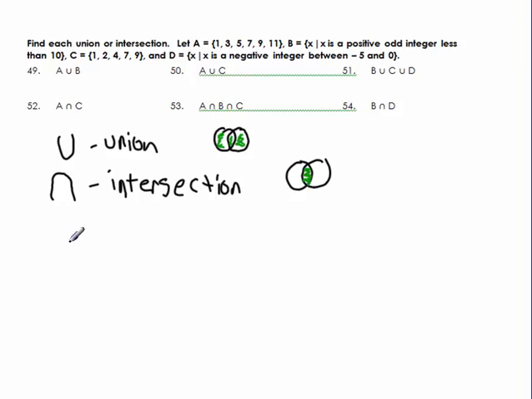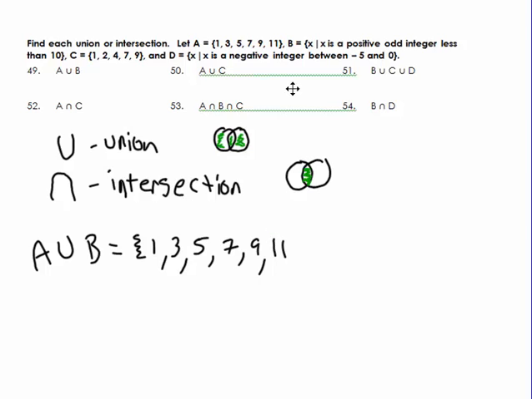All right, so for 49, A union B. Well, I'm just going to start off by listing everything in A. Well, A is 1, 3, 5, 7, 9, and 11. Now I want to go for B.